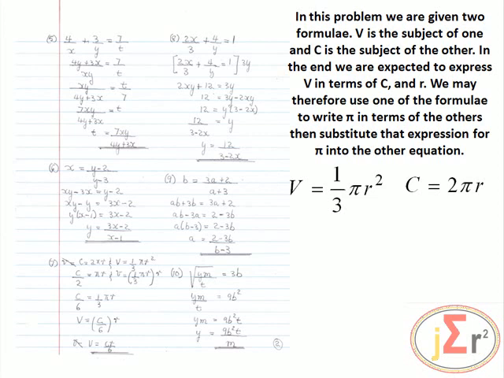Let us take a look at this one. As a matter of fact, as I said before, let us have some fun. In this problem, we are given 2 formulae. V is the subject of one and C is the subject of the other. In the end, we are expected to express V in terms of C and R. We may therefore use one of the formulae to write pi in terms of the others. Then substitute that expression for pi into the other equation.